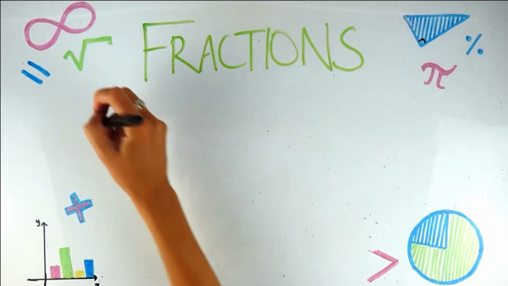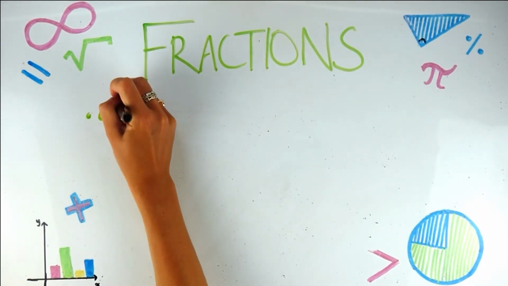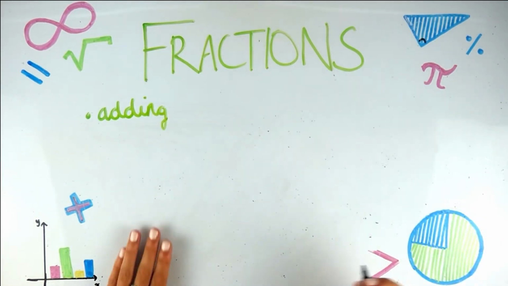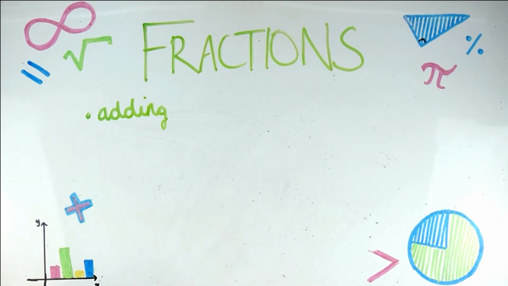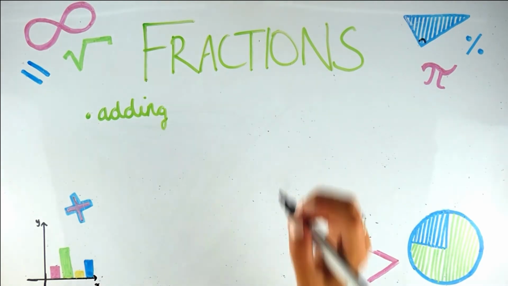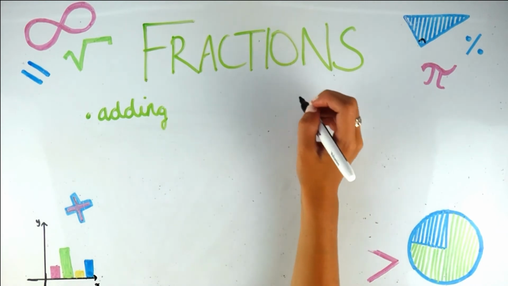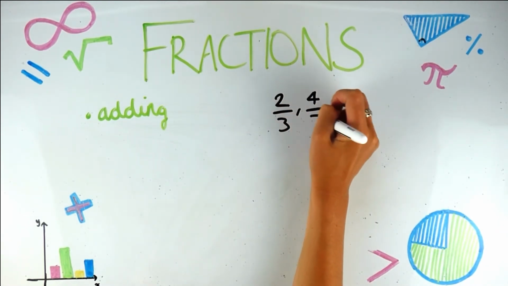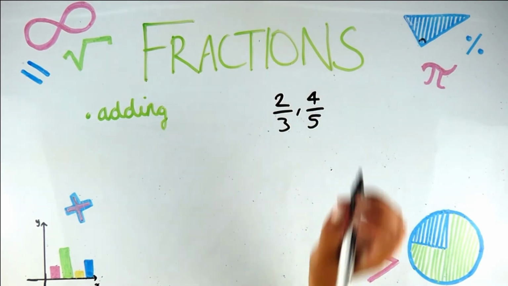Adding fractions. Adding is also not too bad, but it's just not as easy as multiplication. But before we think of adding and subtracting, one really useful point when ordering, adding or subtracting fractions is you need to have a common denominator. So common denominator means the same number on the bottom, the denominator here.